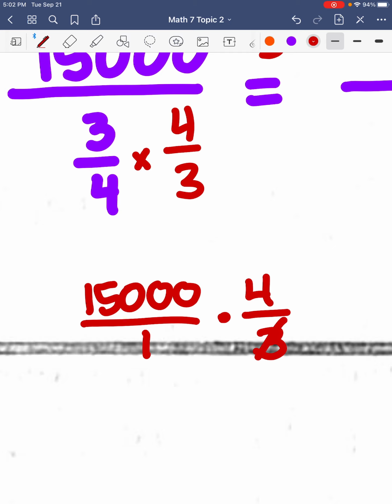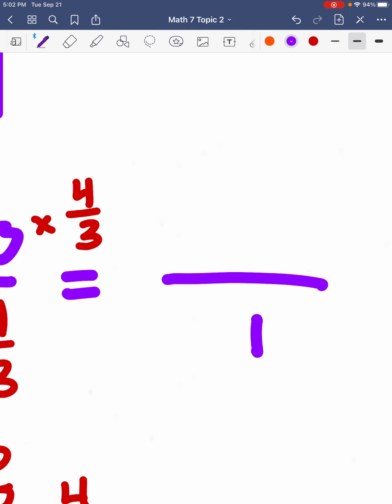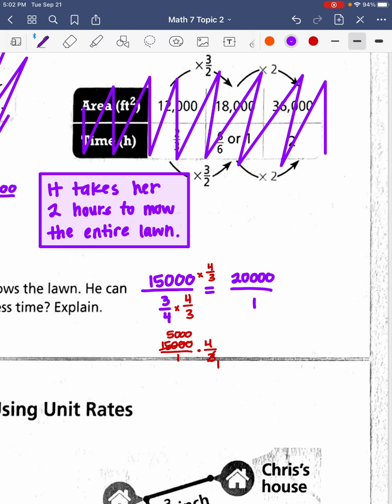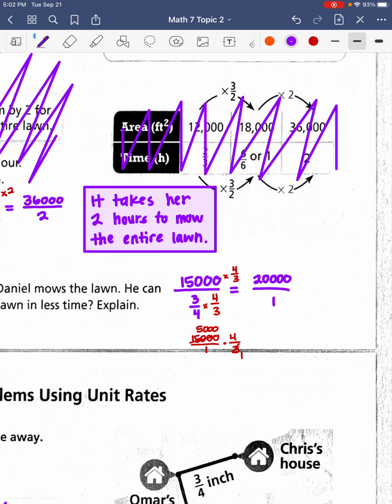Well, 1 and 4 don't reduce, but 3 and 15,000 do. 3 goes into both of those. 3 goes into 3 one time. 3 goes into 15,000 5,000 times. Now 5,000 times 4 is going to be 20,000. So 20,000 over 1. What does that mean? That means that Daniel mows 20,000 square feet in 1 hour.